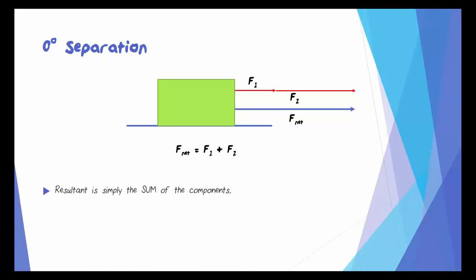The resultant is simply the sum of the components. What's also true about 0 degrees of separation is that this results in the maximum possible resultant. There's no other orientation of F1 and F2 that would give us a greater resultant.